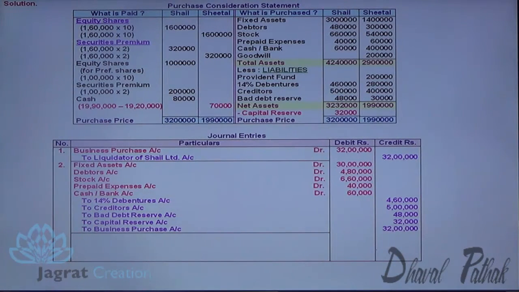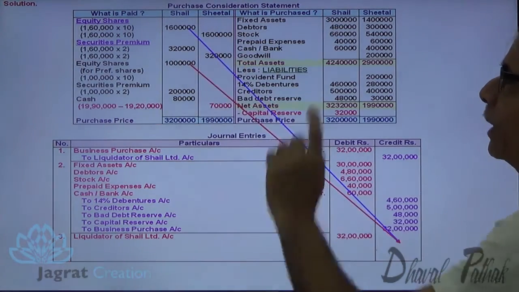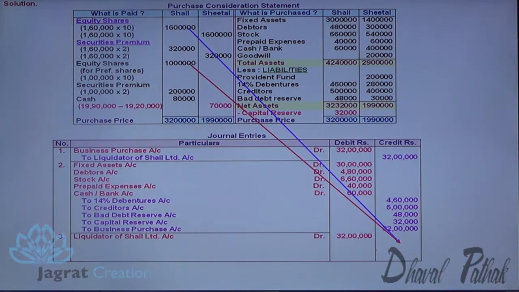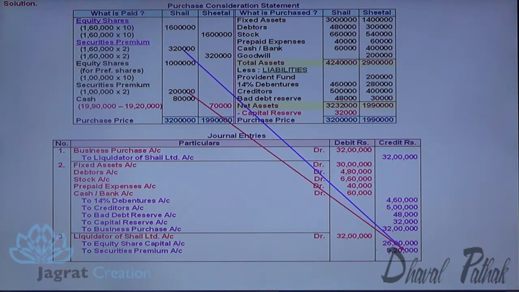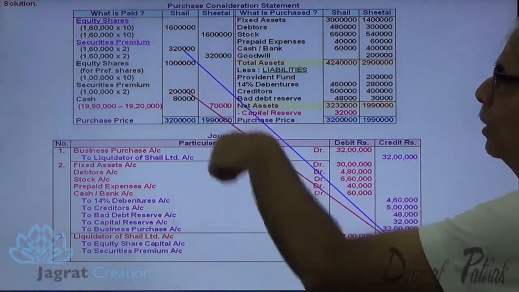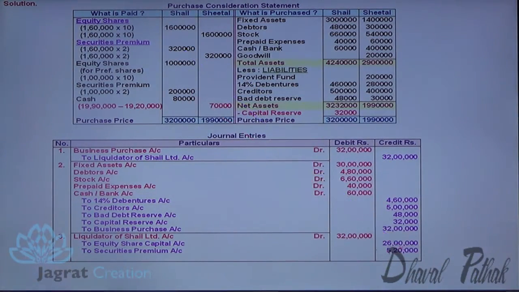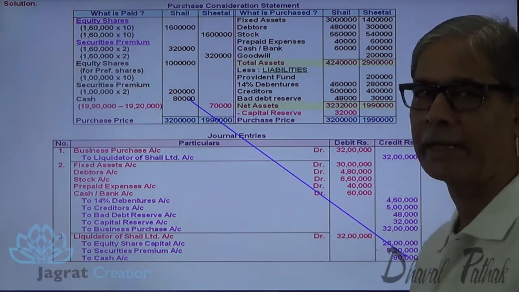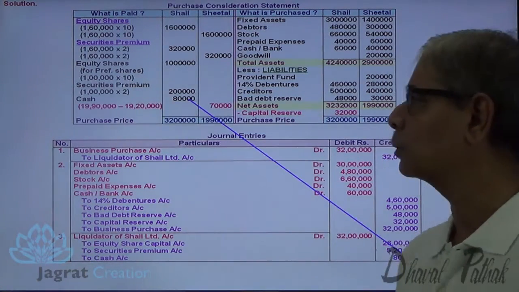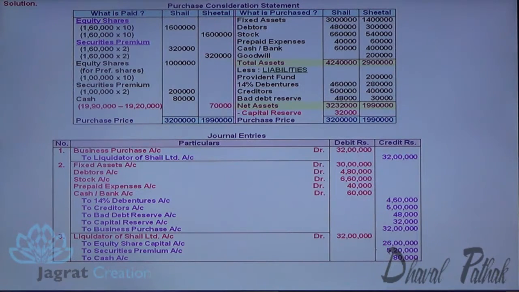Now for this purchase, you have to make payment. How is the payment made? Payment is made to the liquidator of Shail Ltd. Liquidator of Shail Ltd account debit to equity share capital given, 1,60,000 shares, 16 lakhs plus 10 lakhs, 26 lakhs. Security premium, 3,20,000 plus 20, 5,20,000. Cash payment is 80,000. You can write bank account also, cash or bank account. I have written cash account, better you may write bank account. This is how the entries for purchase of Shail Ltd get recorded.